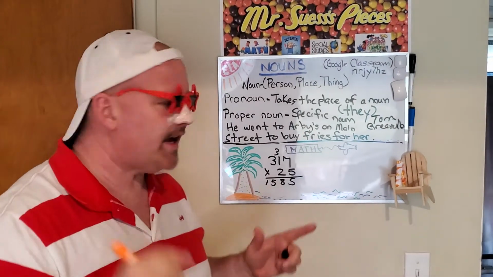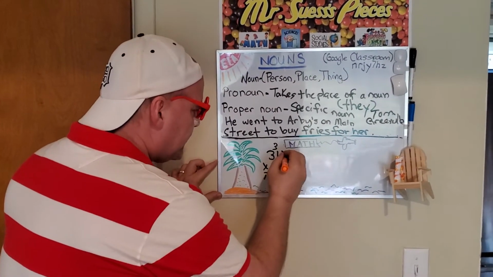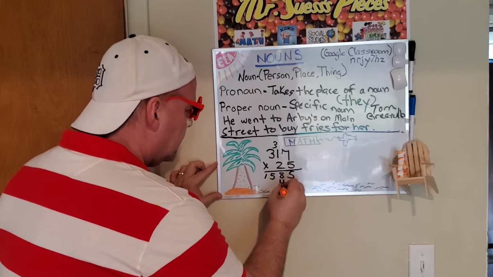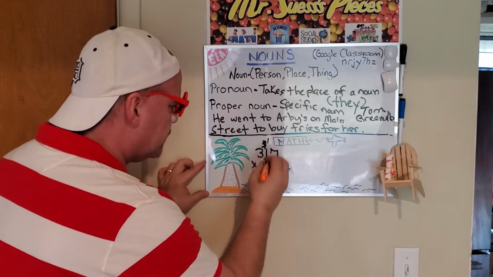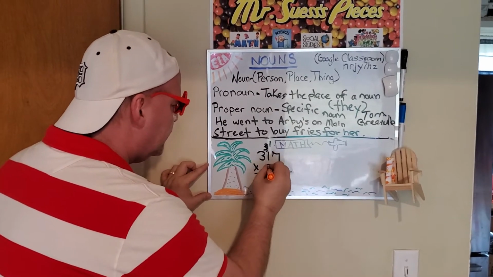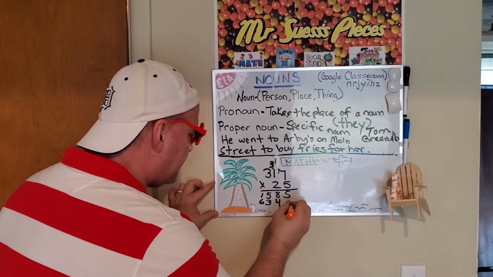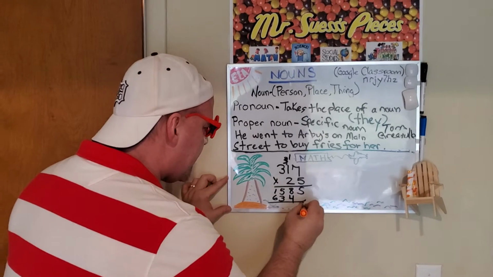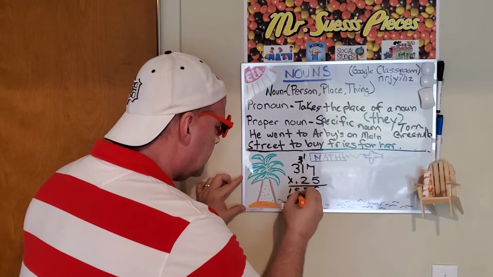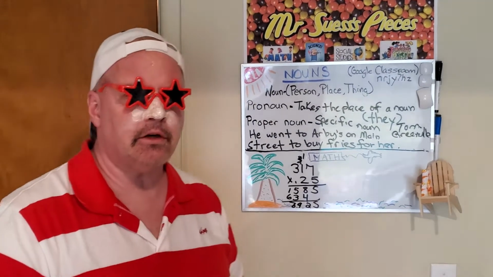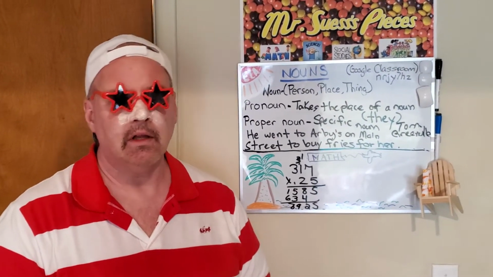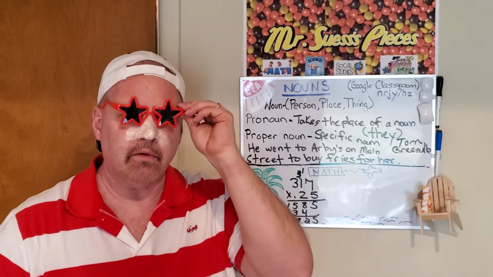So now I got to do the tens column here. 2 times 7, 14. 2 times 1 is 2, plus 1. 2 times 3 is 6. Now I can add them up. 5. My answer is 7,925. And of course, I would check that just to make sure. Okay, that's what you do.